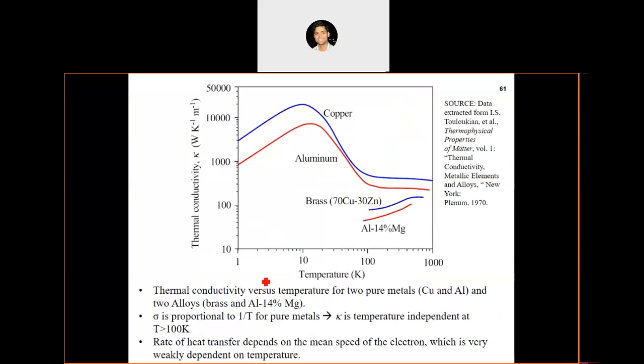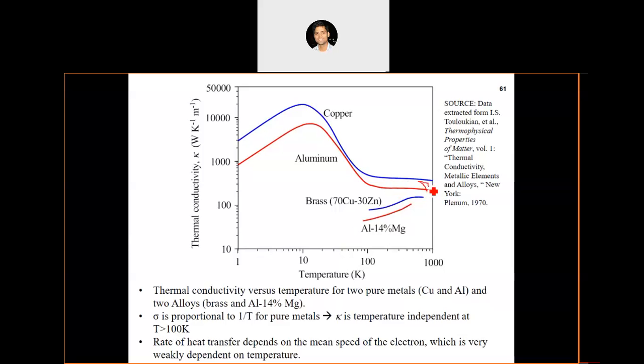Now we were discussing the temperature dependence, right? Above 100 Kelvin. So this is a plot of thermal conductivity versus temperature for two pure metals, copper and aluminium, and two alloys, brass and aluminium, 14% Mg. Let us see what is happening in this plot. Above 100 Kelvin, qualitatively we can say that thermal conductivity is a constant value. It is not changing with the temperature. We are getting more or less a straight line, right?